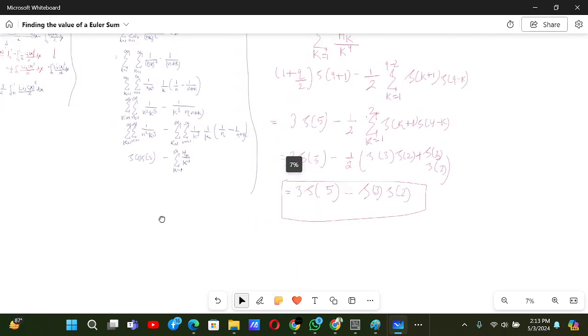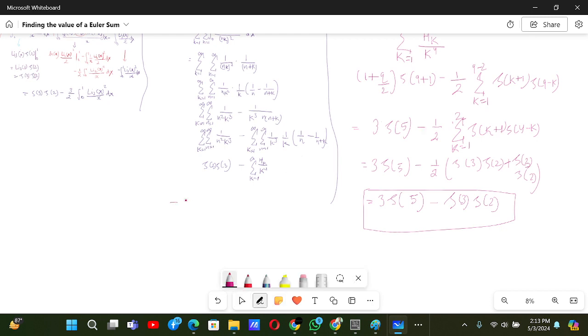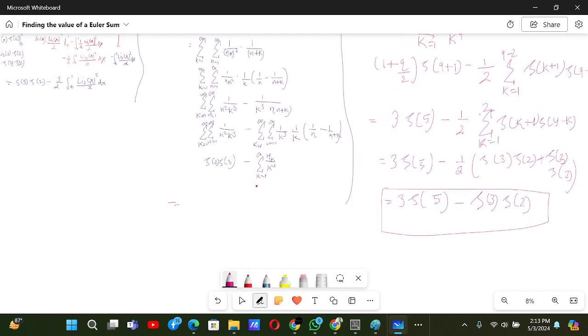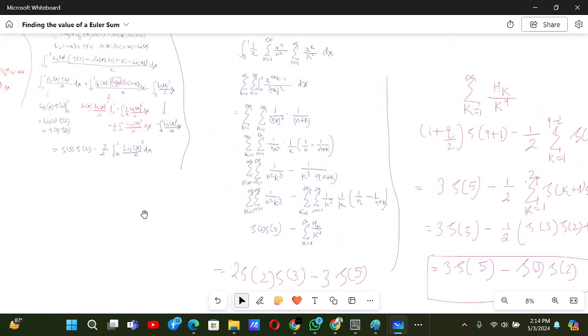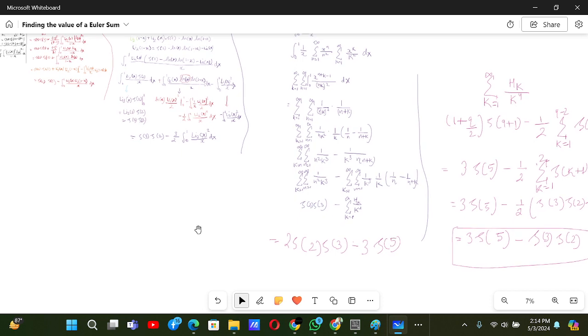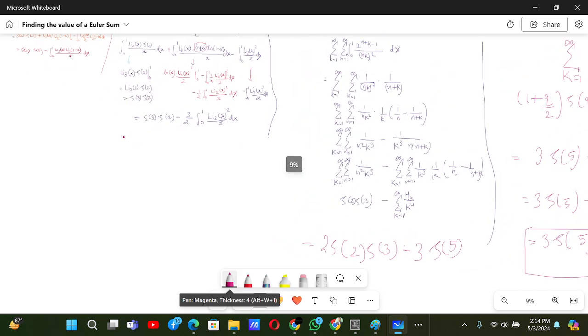Now we have this sum, so put it over here, and now we go step by step backward. If we put it over here, what do we get? 2 times Riemann zeta of 2 Riemann zeta of 3 minus 3 times Riemann zeta of 5. Is that it? Yeah, that is it. Now again, let me put it back over here. If we put it back over here, we get zeta of 3 zeta of 2 minus 3 by 2.